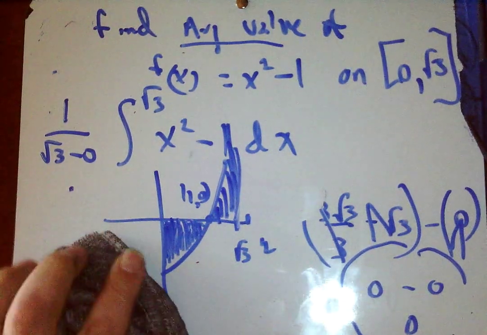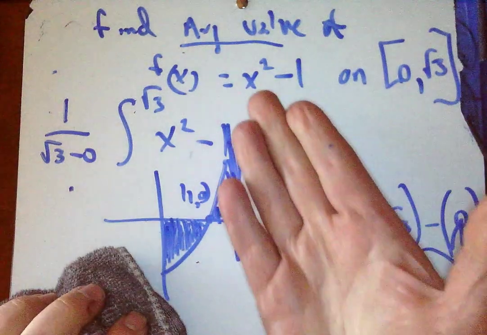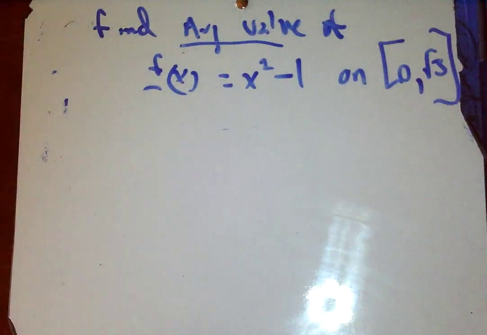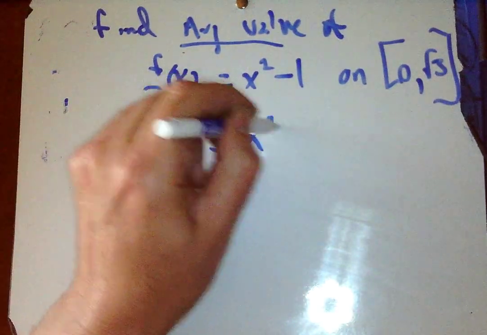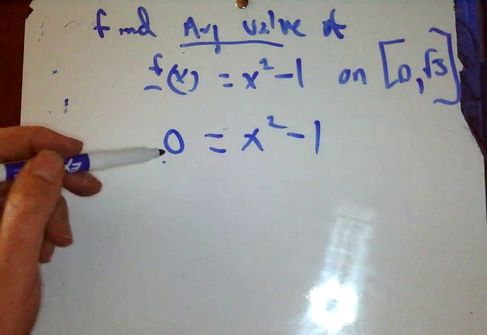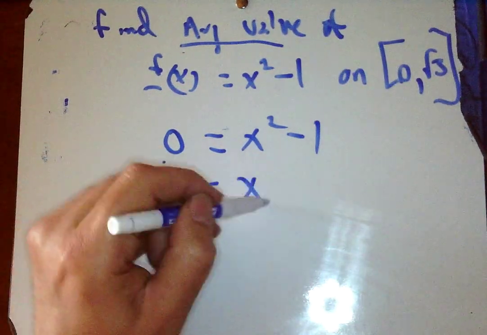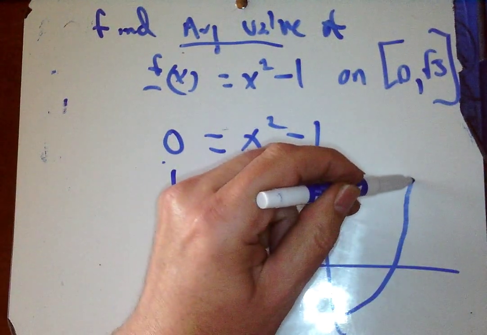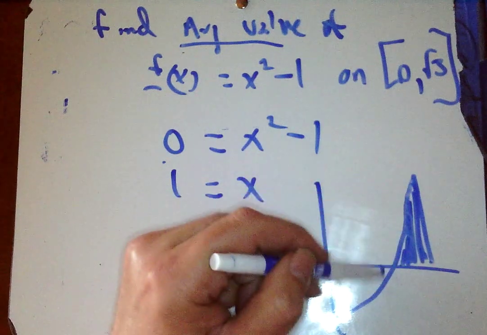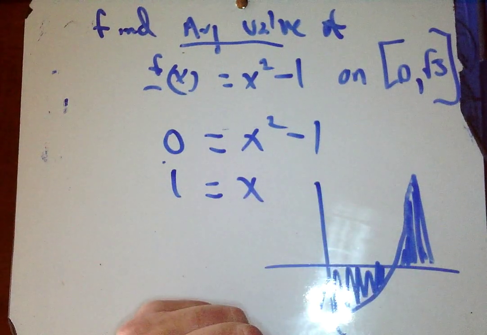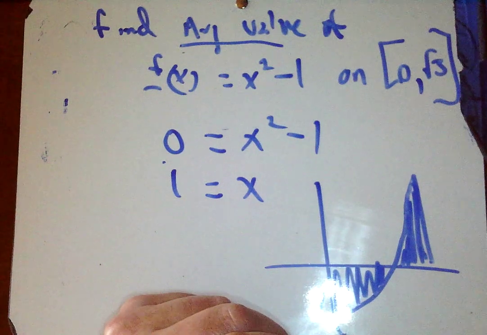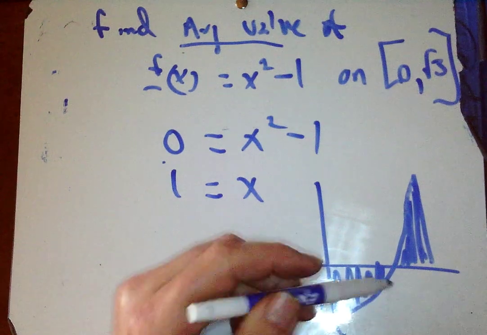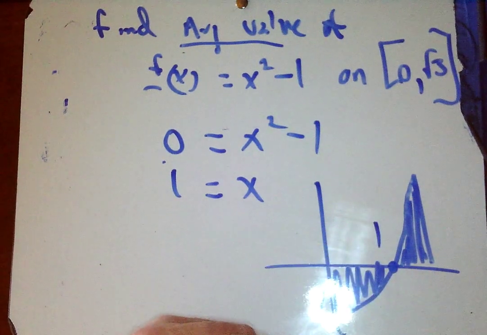All right, now, when does this function take on this average value? Say 0 equals x squared minus 1. Why 0? Because that was the average value that we got. So x equals 1. And think about it. You've got this here. And what am I saying? Yeah, there's that average value, and it happens at 1.